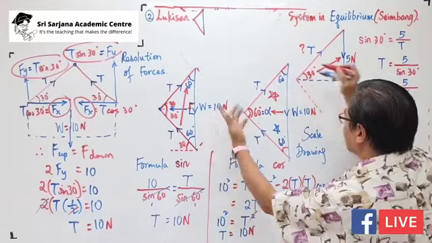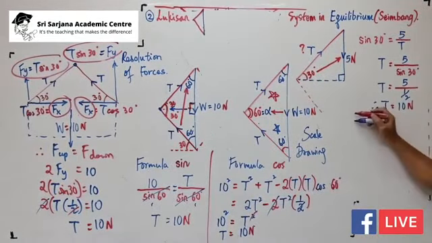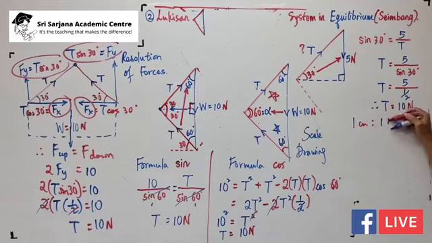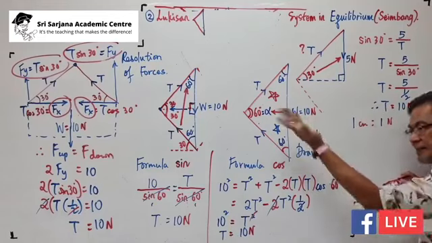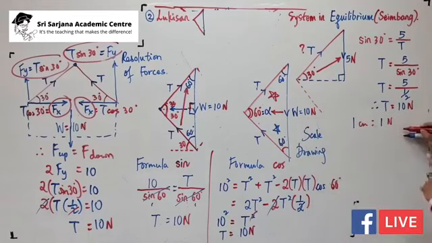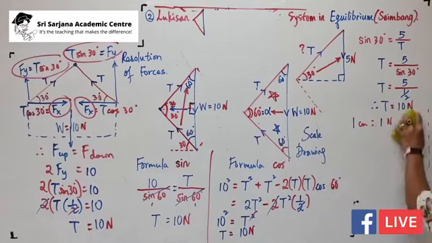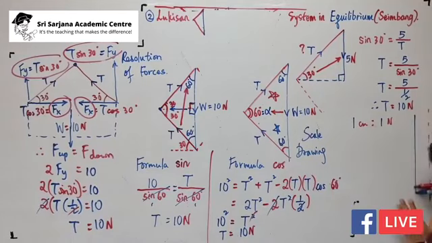If you use scale drawing, you must create a scale. Let's say 1 cm represents 1 Newton. So I have 10 Newton, 10 cm. So what I do is, I will draw 10 cm. Okay, done. When you draw 10 cm, you need to measure accurately. This must be exactly 10.